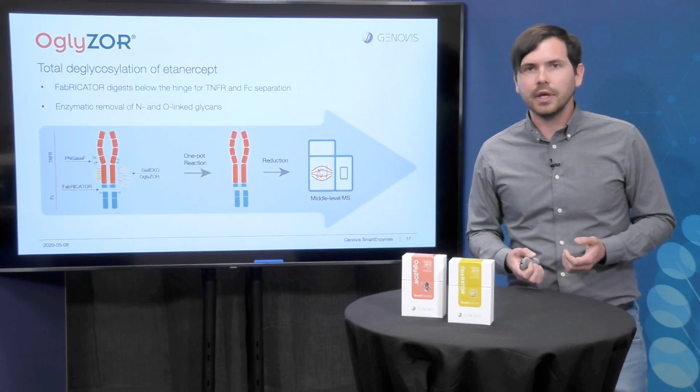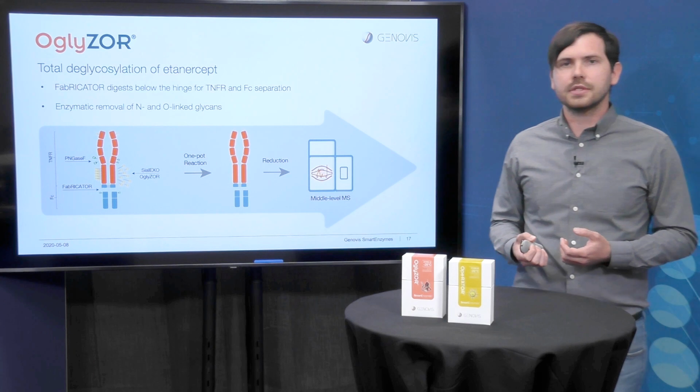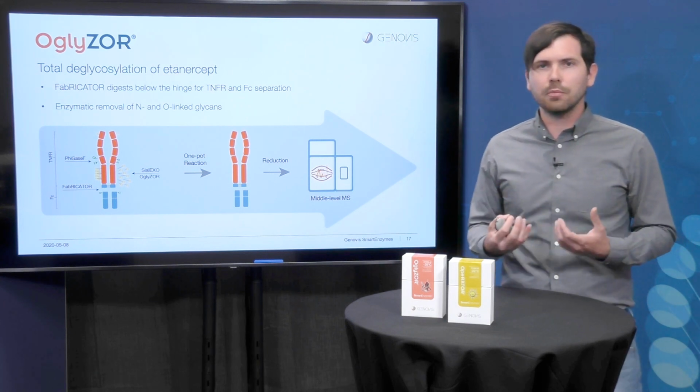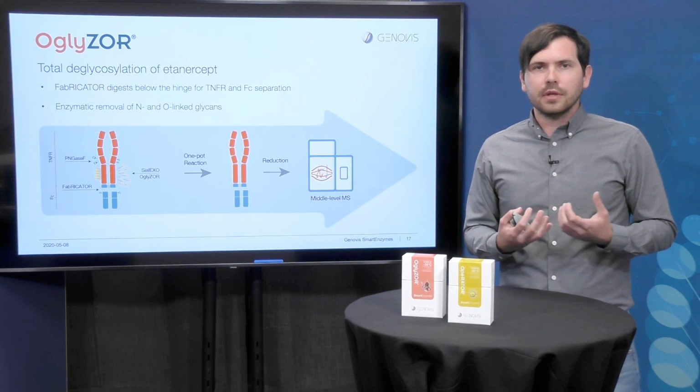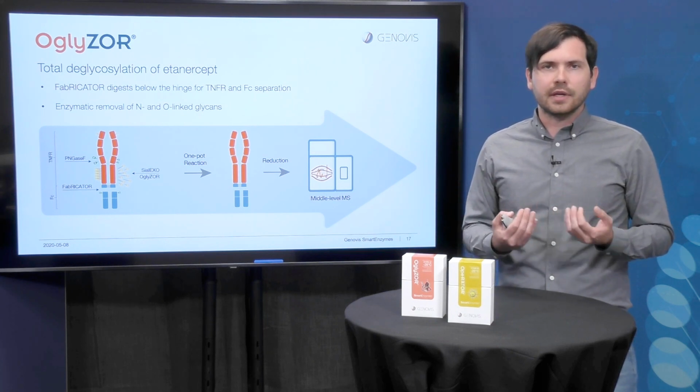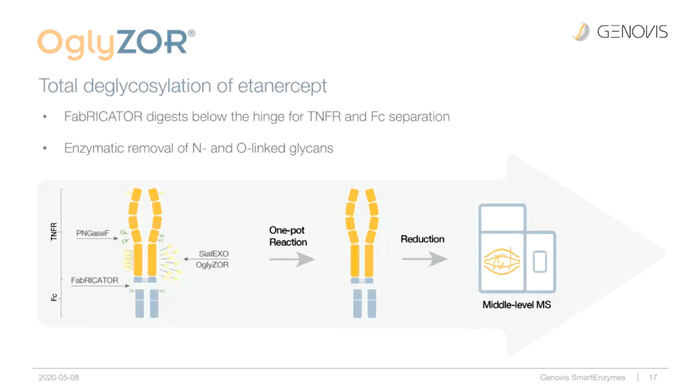To show an example here, again using etanercept as our model protein, we separated the Fc part from the TNFR region using FabRICATOR digestion, and then removed N-glycans by PNGase F, O-glycans by Sialexo and O-Glycer, and then analyzed the resulting proteins using middle-level LC-MS.